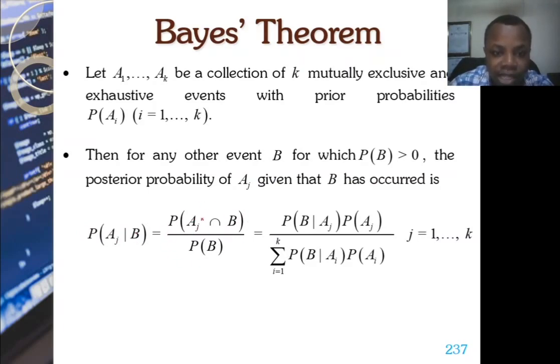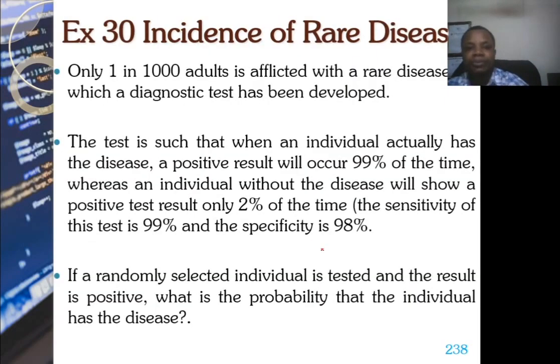But this is the case where we have several events for A, and that is what we have in here. So all that we have to do is find the conditional probability, multiply by the prior, then finally find the summation of all these probabilities. And remember, this is what we learned from the law of total probability. So we just estimate that and put it here. Let's take an example and see how this works.